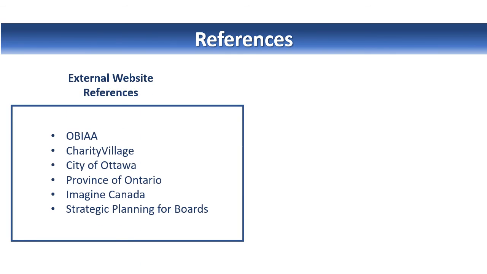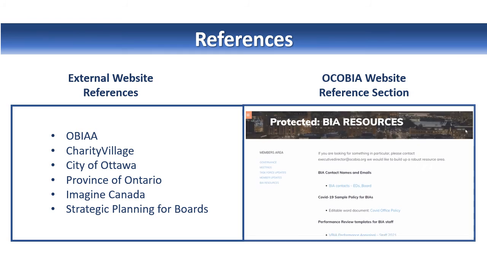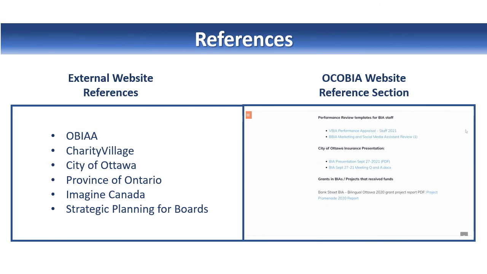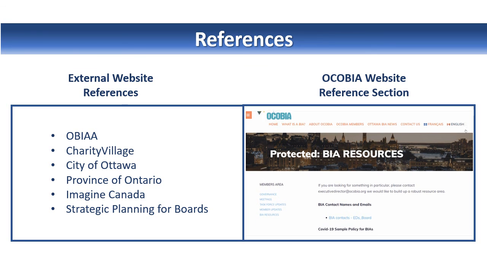We've reached the end, and we know we've thrown a lot at you. But if you're hungry for more, there are additional web resources available for reference through the Ontario Business Improvement Area Association, OBIAA, as well as through Charity Village, the City of Ottawa, the Province of Ontario, Imagine Canada, and Strategic Planning for Boards. When in doubt, these resources and links to many more can all be found in the resources section of the OCOBIA website at www.ocobia.org.